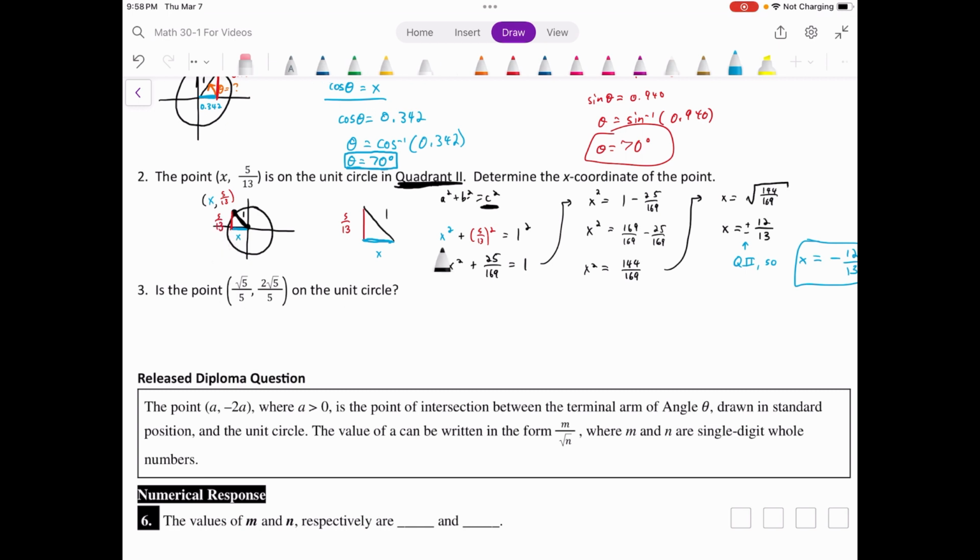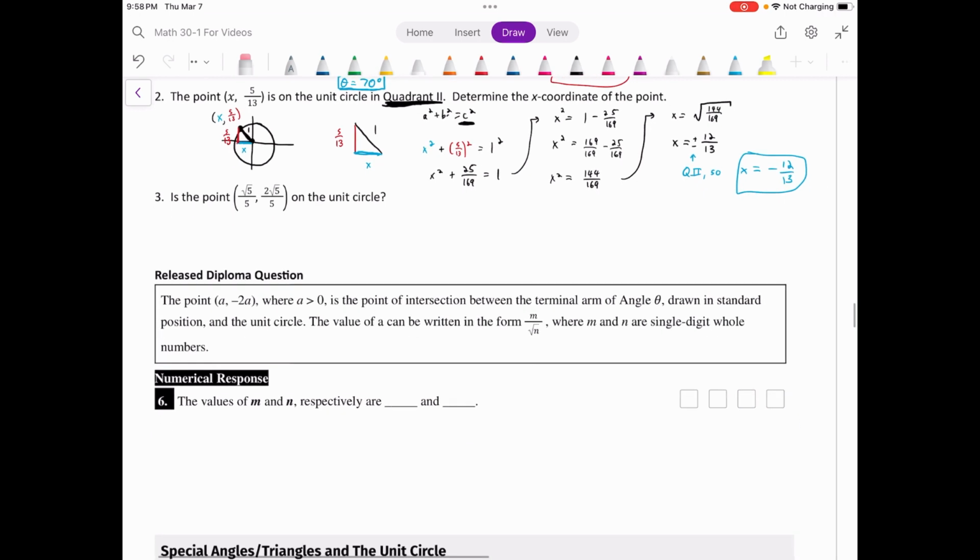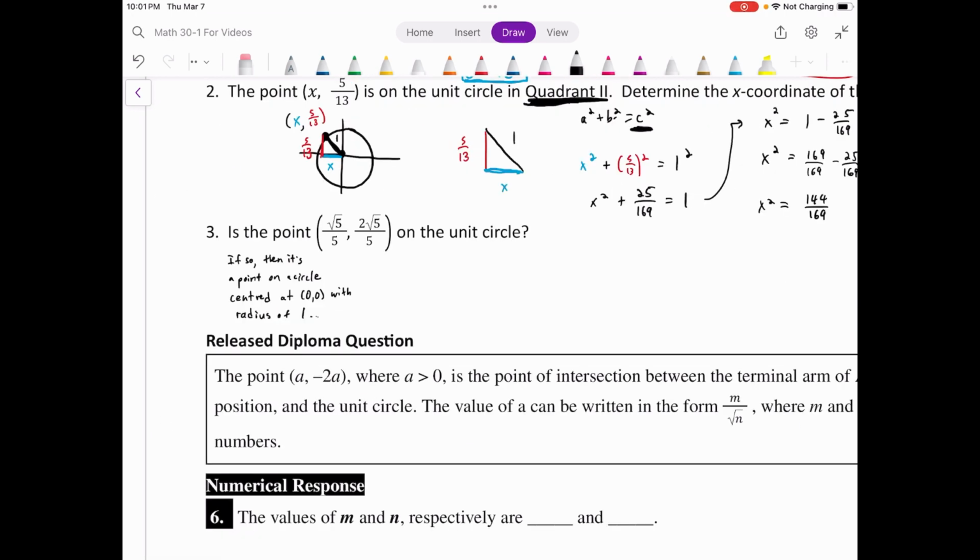If you wanted, you could check your work by using the Pythagorean theorem to make sure you get a radius of 1, and therefore that this really is on the unit circle. That actually leads nicely into what we're going to do in the next example. All right, so this one asks us, is this point, root 5 over 5, 2 root 5 over 5, does that point lie on the unit circle?